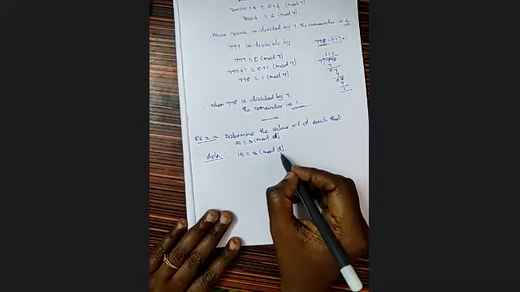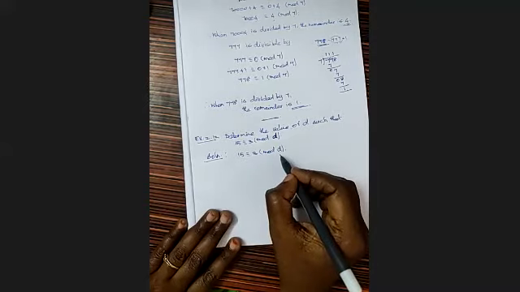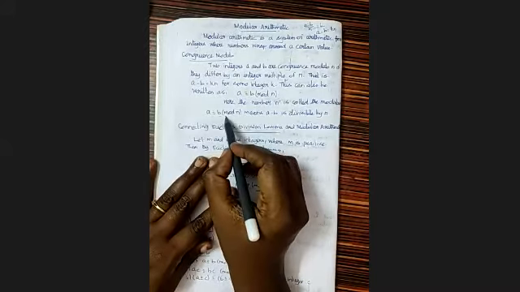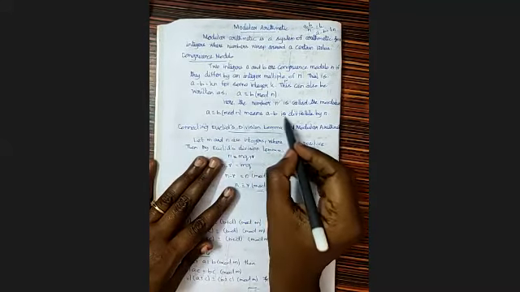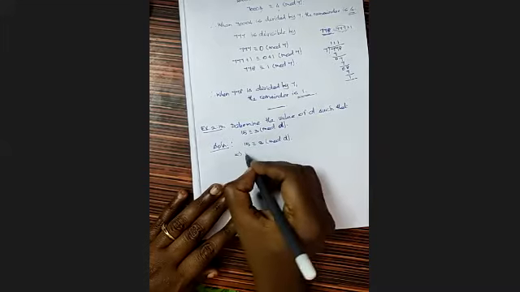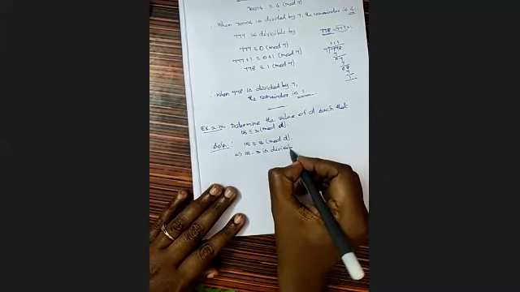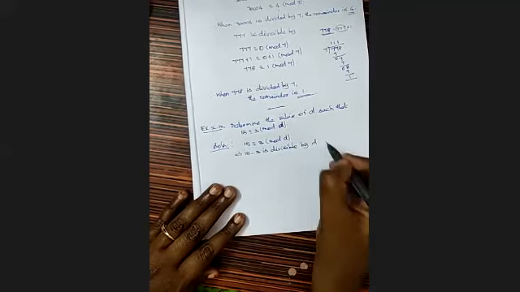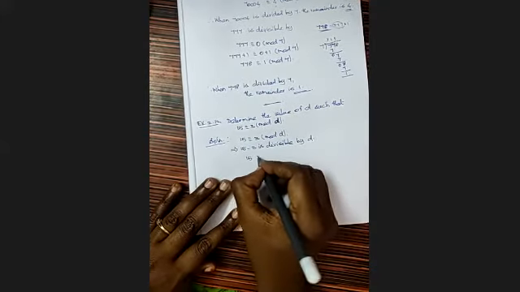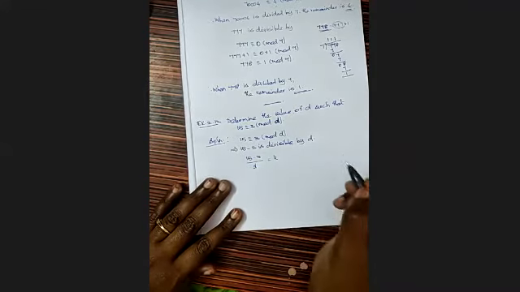Shall we write like this? 15 minus 3 is divisible by D. Here we have written A congruent to B modulo N means A minus B is divisible by N. So this implies 15 minus 3 is divisible by D. That is, 15 minus 3 when divided by D gives a positive integer K.